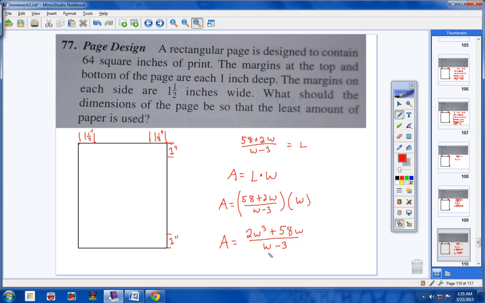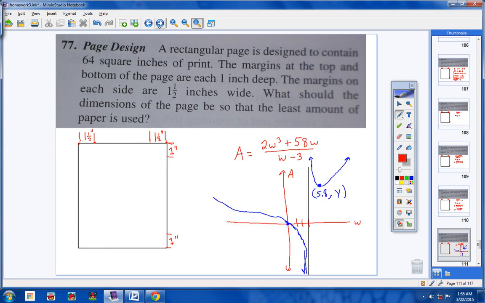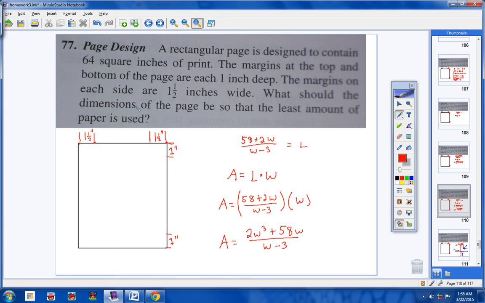And now when I put this over 1 and multiply it through the parentheses, I get this right here. So now I have a model for the area of my function, of my situation over here. And that's really, really helpful, guys. I have an area based on the width. I only need one unknown, and that's the width. Okay? So, with that in mind, what should the dimensions of the page be so that the least amount of paper is used?